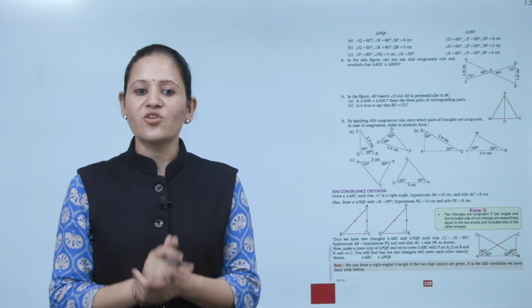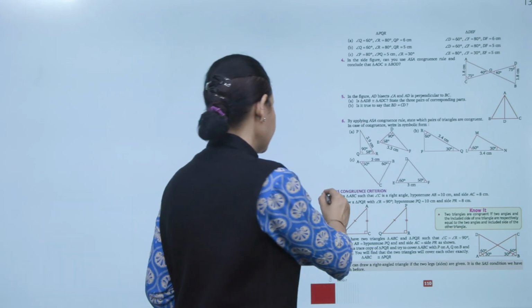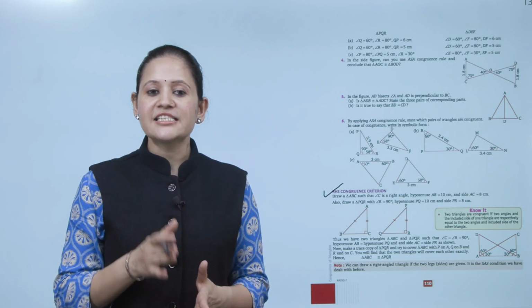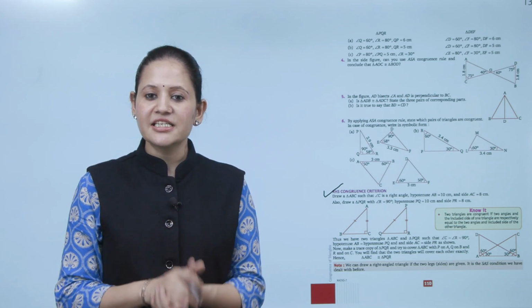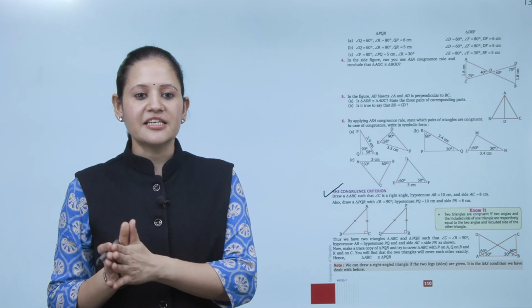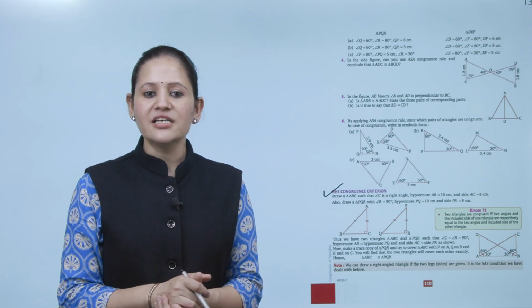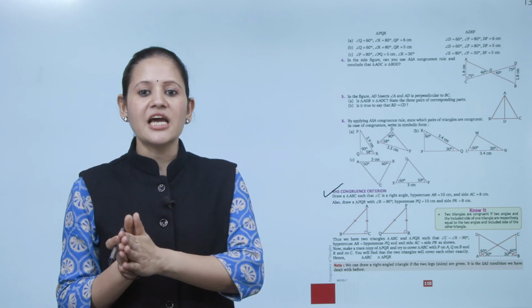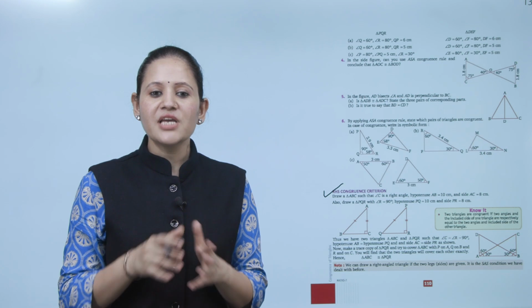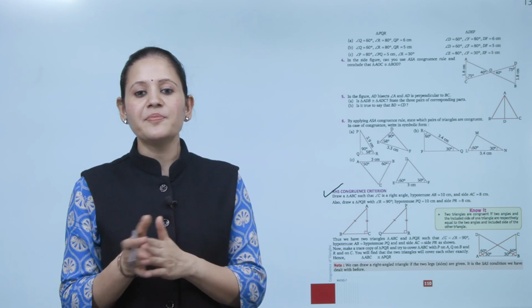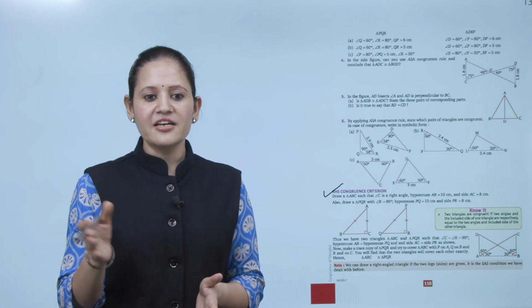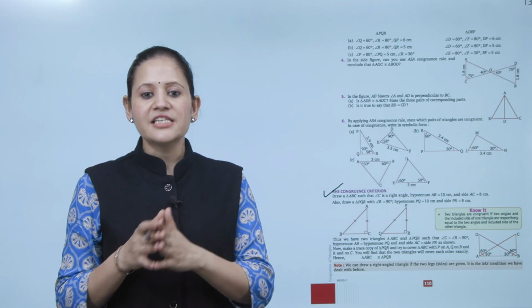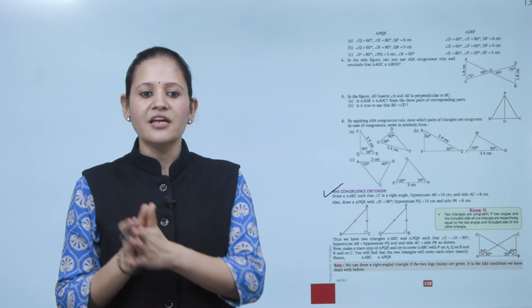Next is the RHS congruence criterion. Draw a triangle ABC such that angle C is a right angle, hypotenuse AB 10 cm and side AC 8 cm. Also draw a triangle PQR with angle R 90 degrees, hypotenuse PQ 10 cm and PR 8 cm. Thus we have two triangles, ABC and PQR, such that angles C and R are 90 degrees, hypotenuses AB and PQ and sides AC and PR are equal, as shown.